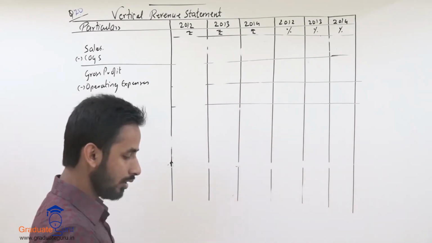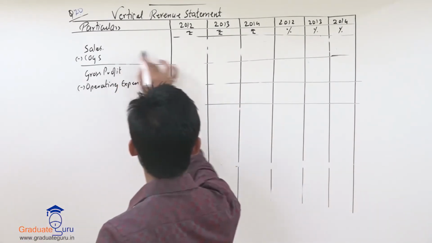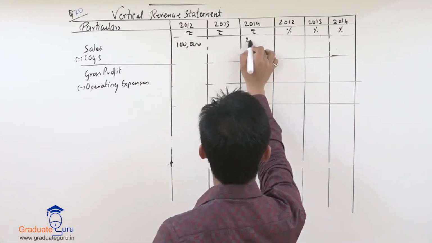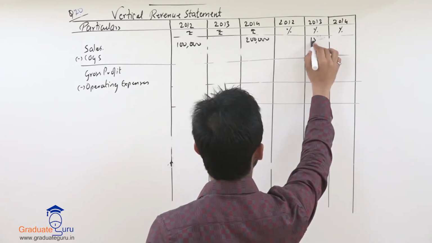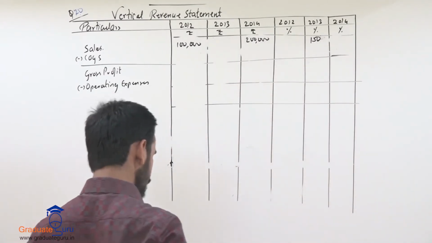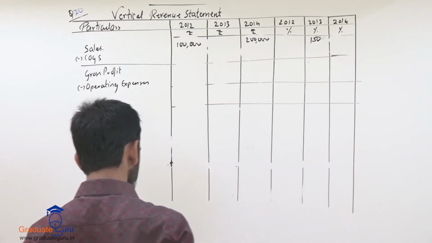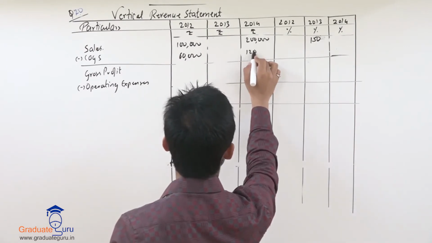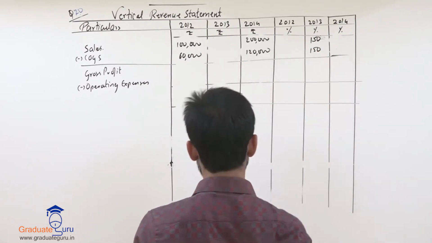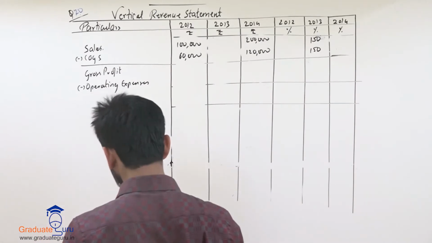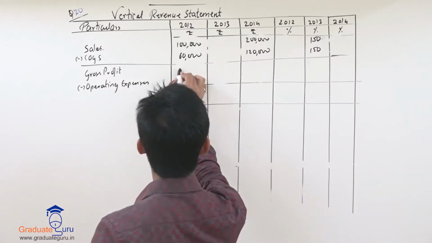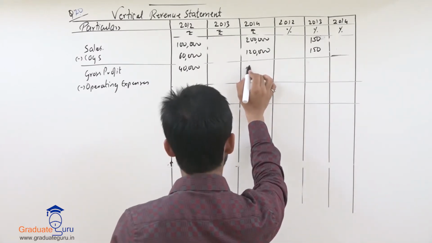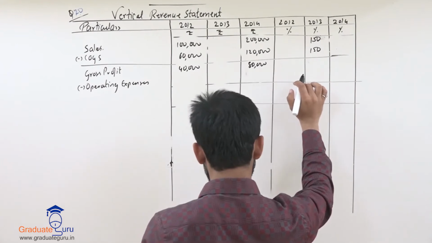the percentage for 13, and again the amount for 14. So as usual, you just put in the figures, 1 lakh, 2 lakh, right? Next, cost of sales 60, 150, 120. You get the GP 40, of course, 40. This will be 80, and here they have given again 150.